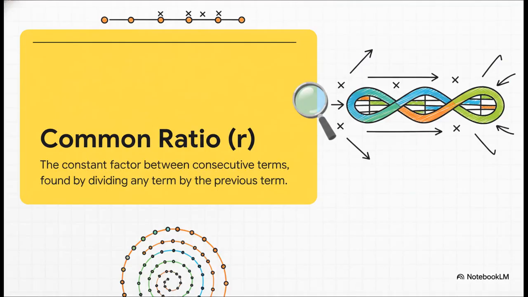And that constant multiplier? Well, it has a name. The common ratio. We usually just call it R. You can think of this R value as the DNA of the whole sequence. If you know R, you can predict every single number in the pattern, whether it's the next one in line or one that's 1,000 steps down the road.